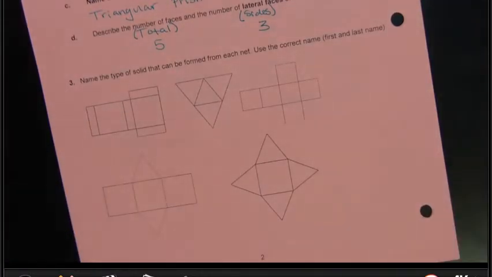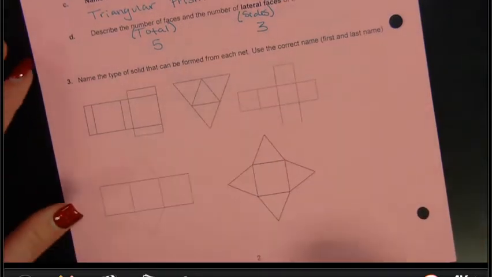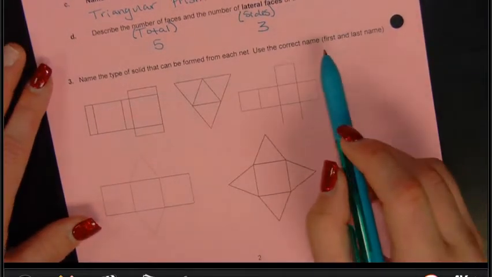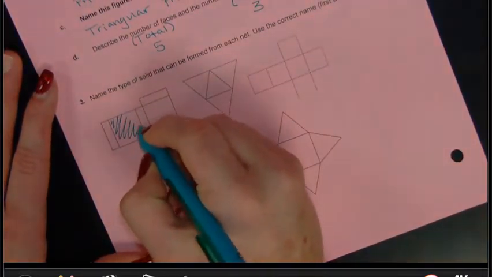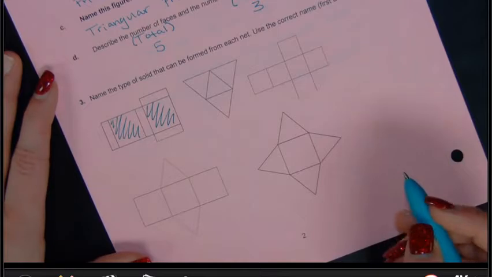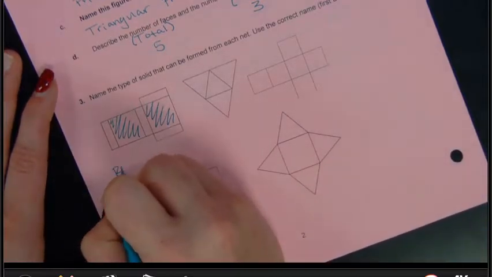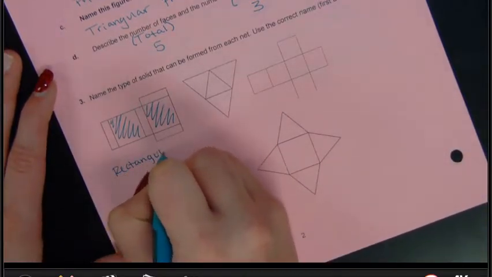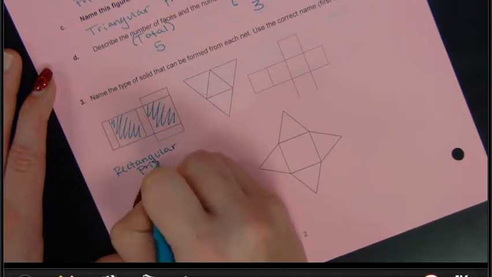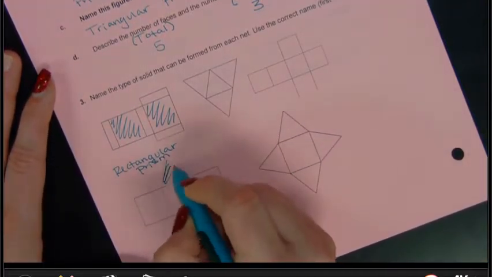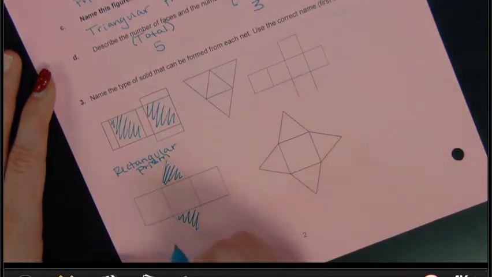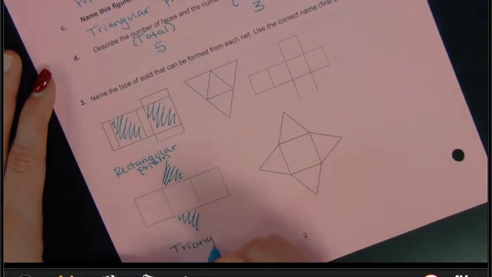All right, number 3, it's asking me to look at the nets and to imagine them being folded up together to create a 3D solid and to use the correct first and last name for these. So if I'm looking here, I see all rectangles, and if I were to assume that those 2 are my bases, I have a rectangular prism. Okay, let's do the one below. I see 3 rectangles and I see 2 triangles. And this is a triangular prism.